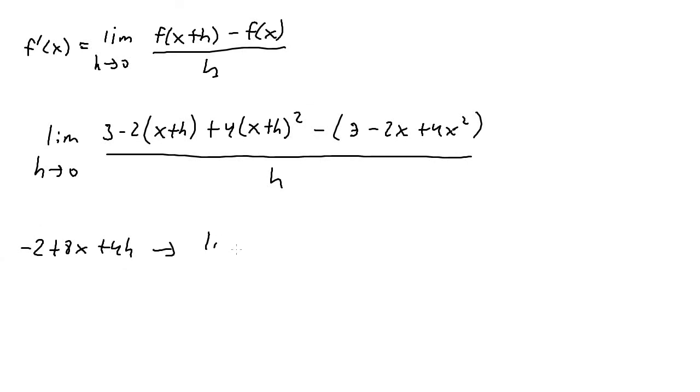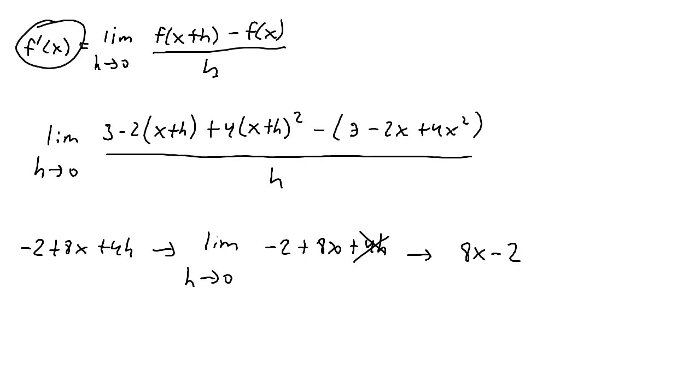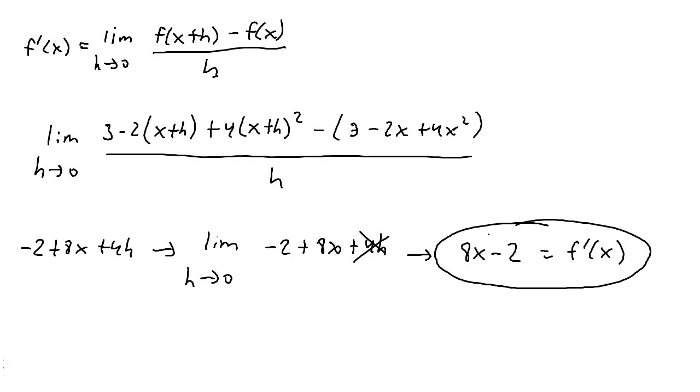So we have the limit as h approaches 0 of negative 2 plus 8x plus 4h. And I can just use direct substitution and plug in 0 for h. So when I plug in 0 for h, 0 times 4 is 0, that will cancel. And so we're just left with negative 2 plus 8x, or just 8x minus 2, which once again is equal to the derivative, or f prime of x. So this will give you the slope of the curve, or the derivative, at any given value of x.